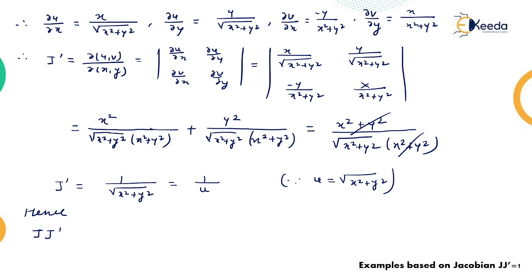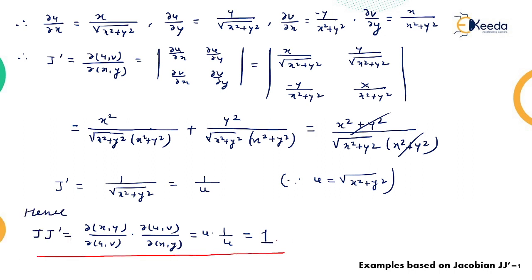Hence J into J', that is the Jacobian of (x, y) with respect to (u, v) into the Jacobian of (u, v) with respect to (x, y), is equal to u into 1 divided by u. You will get the required result, which is 1. I hope you understand this question in a very easy way. So this is a proof. Understood it?